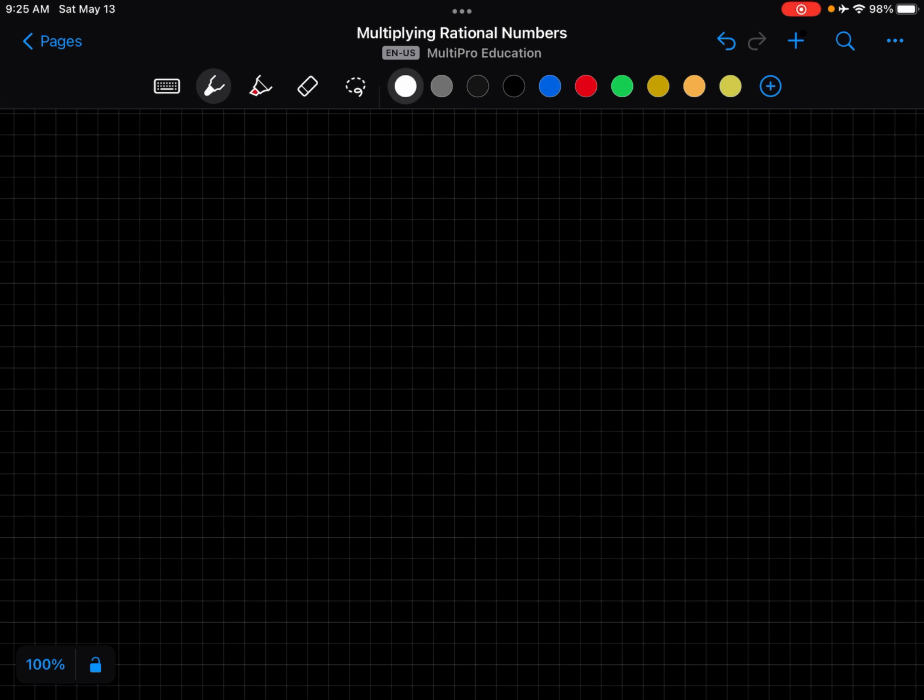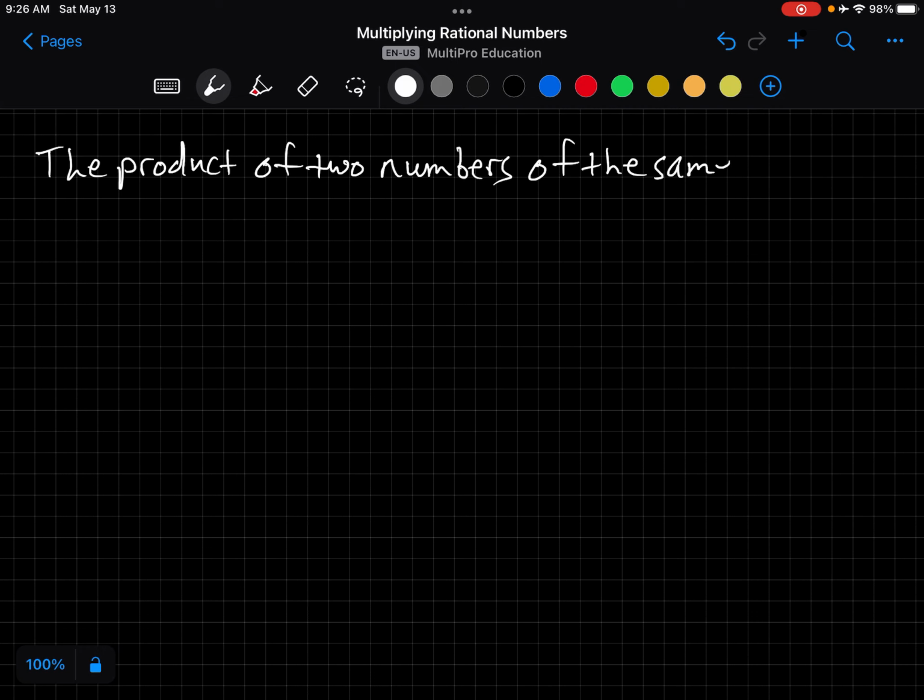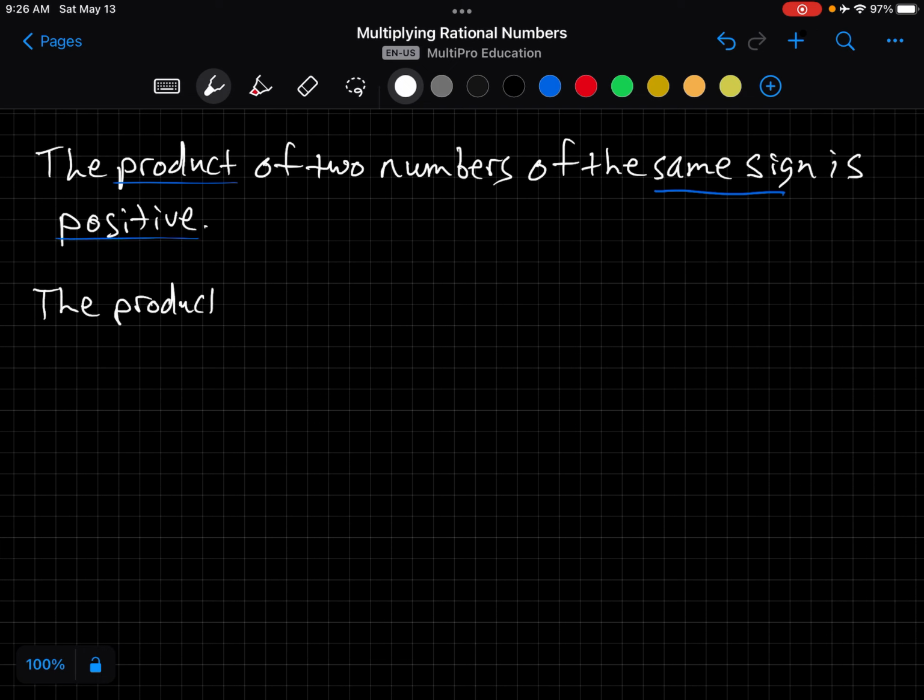Okay, let's talk about some rules. Rules. The product, again, that's when you multiply, of 2 numbers of the same sign is positive. Alright, so if they have the same sign and you multiply these numbers, you get a positive answer. That's pretty easy. Let's look at another rule.